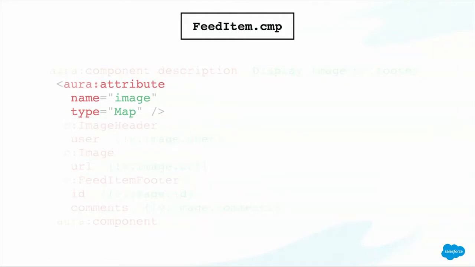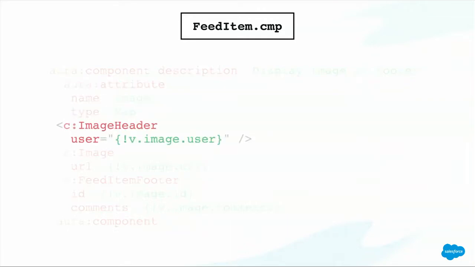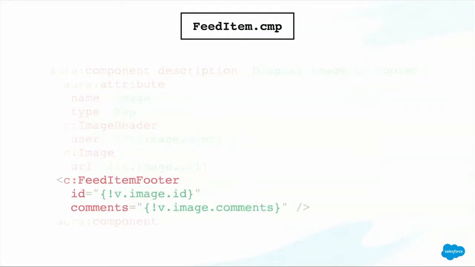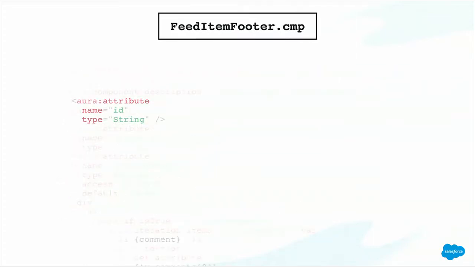And here's our feed item component, and we have a few attributes here. One's for the image, and it has a map of information there. And then we have our image header. We have our image itself, and then we have the feed item footer, which is what we're going to be drilling into right now. So inside this feed item footer component, we have our ID attribute.